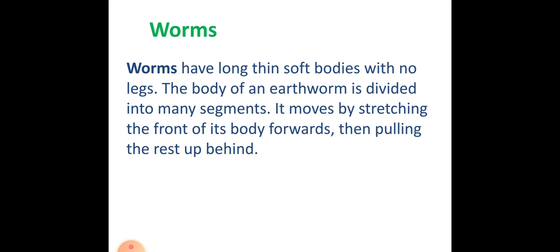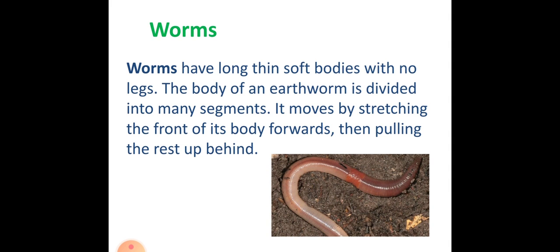Worms. Worms have long, thin, soft bodies with no legs. The body of an earthworm is divided into many segments. It moves by stretching the front of its body forwards, then pulling the back up behind. Okay, here are the earthworms.